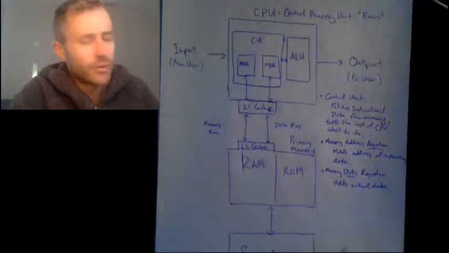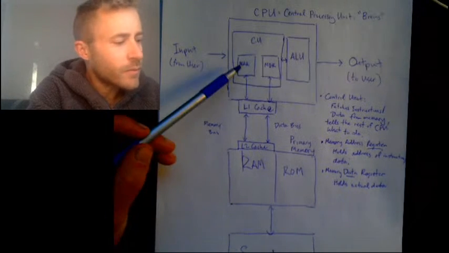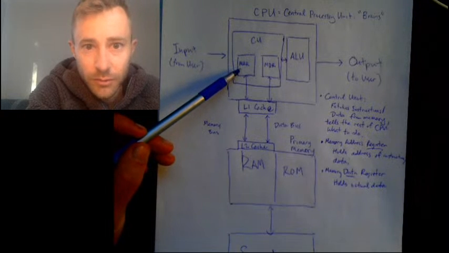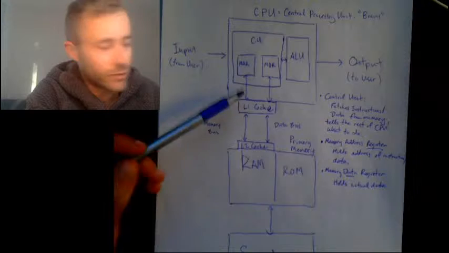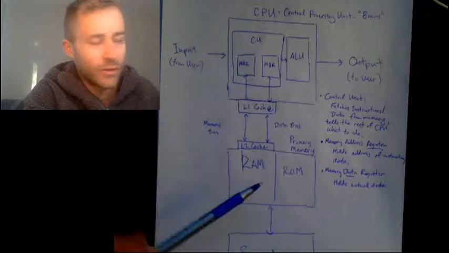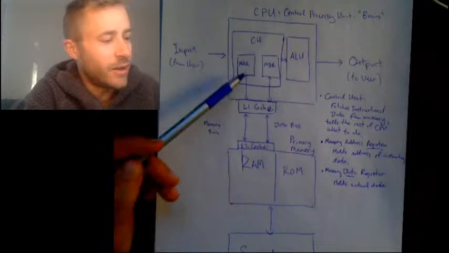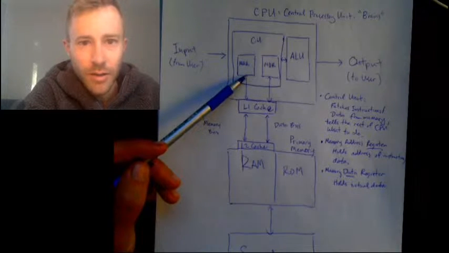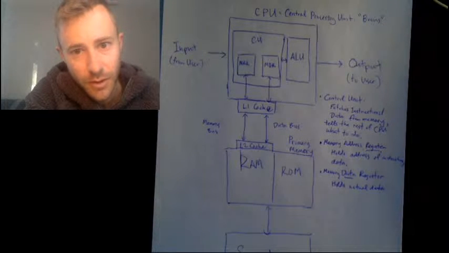Okay, so in some sense, the memory address register is sort of ahead of the memory data register. The memory address register says, okay, get the data that's stored in memory address 1. And later on that will appear in the memory data register.